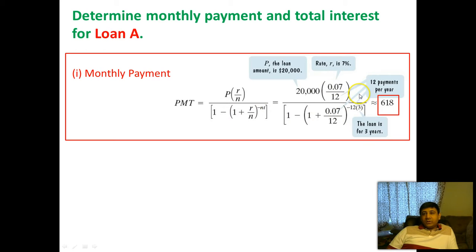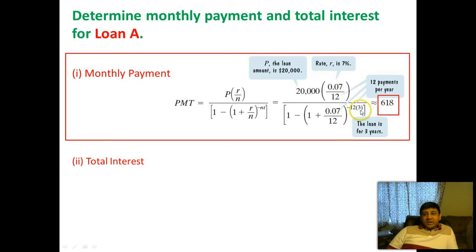When you do all the calculations using a calculator, it comes out to be that if you go with the loan A option, your monthly payment comes out to be $618. Okay, this is your monthly payment. And how much interest will you pay?